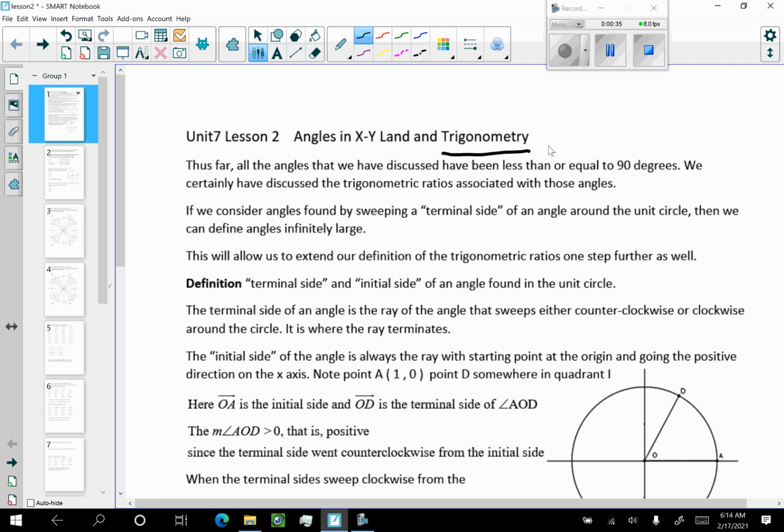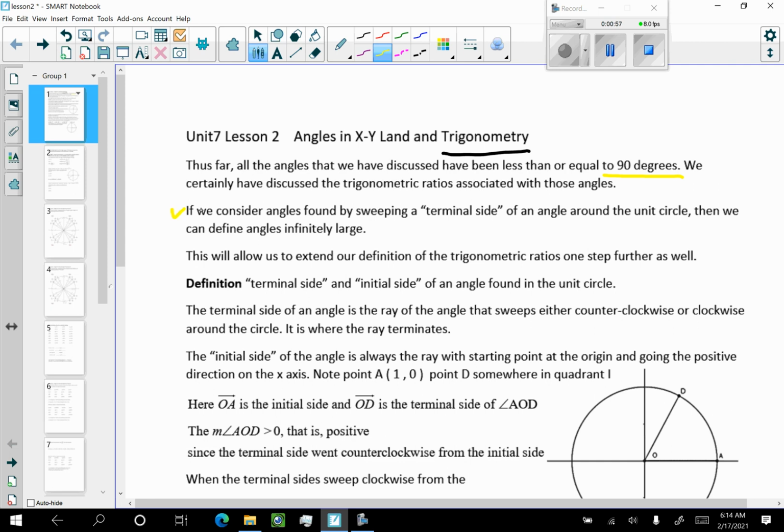All the angles we have discussed thus far have been less than or equal to 90 degrees. This is going to be changing in about 60 seconds. We certainly have discussed the trigonometric ratios associated with those angles. Those are going to be important. If we consider angles found, here's the difference.